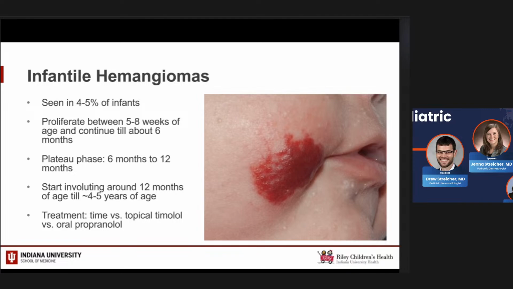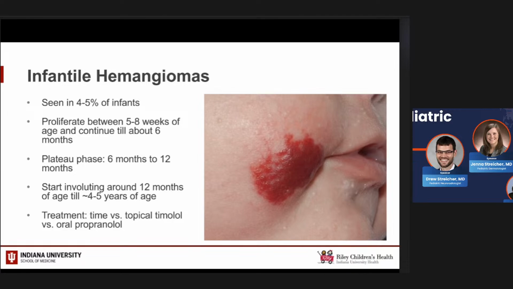And we are in a brand new era since 2014. We've had an FDA-approved treatment for hemangiomas with oral propranolol, which has drastically changed the outcome of these. But most hemangiomas actually don't need treatment, just time, especially when they're in locations that aren't worrisome. We also have a topical medication we use for these.